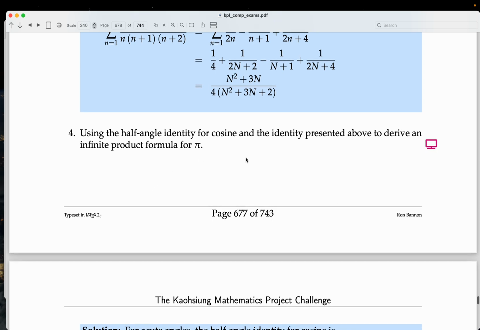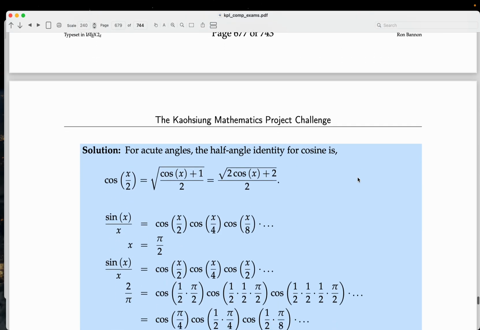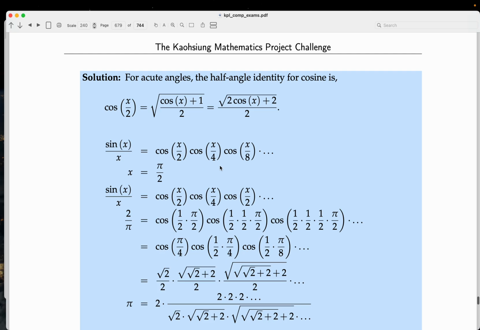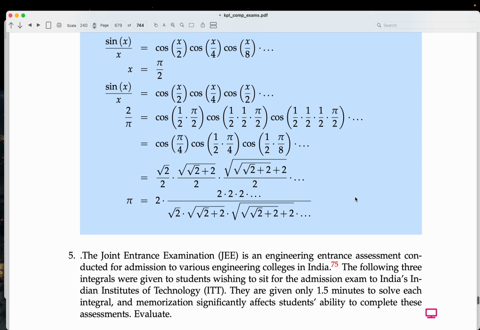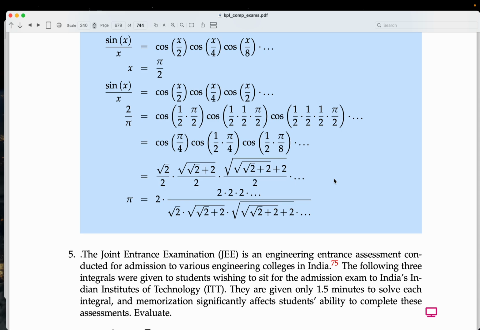Number 4, that was one, a little confusing to read, using half-angle identities for cosine and the identity presented above. I wonder what identity they're talking about. Oh, you know what? I guess we've done something in the past like this before. Who knows? Maybe I should rewrite that question, by the way. But there's an identity over here, and certainly writing down what an answer looks like, all right?